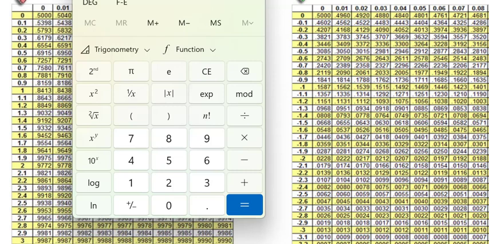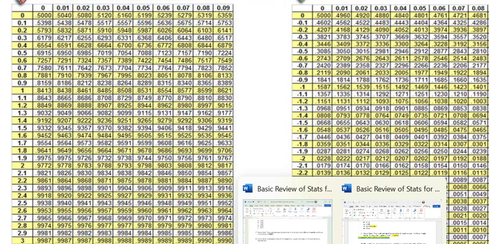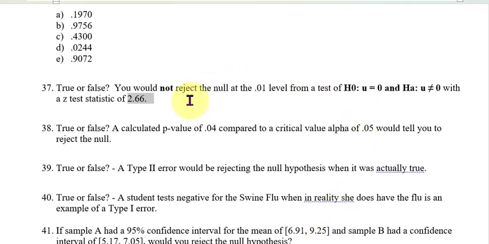So your calculated p-value is 0.008, which is still less than 0.01, right? So again, if your calculated p-value, and ours is 0.008, is less than the critical alpha, and this one they changed the critical alpha to 0.01, then you reject the null. So that's why, yes, you would reject the null, period.